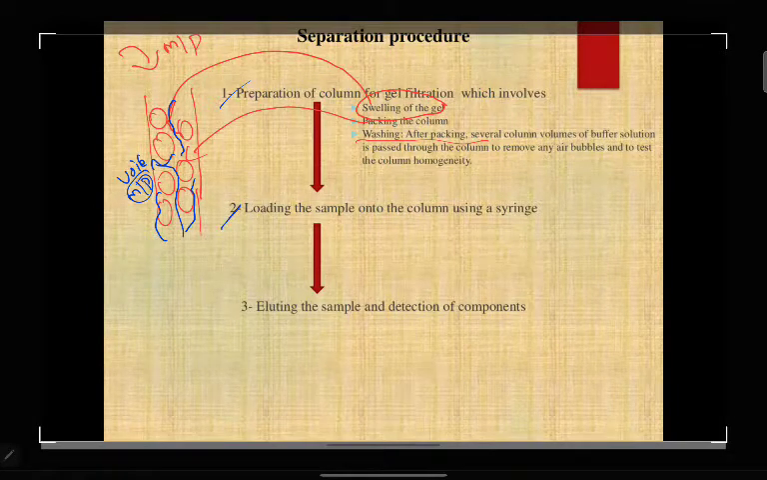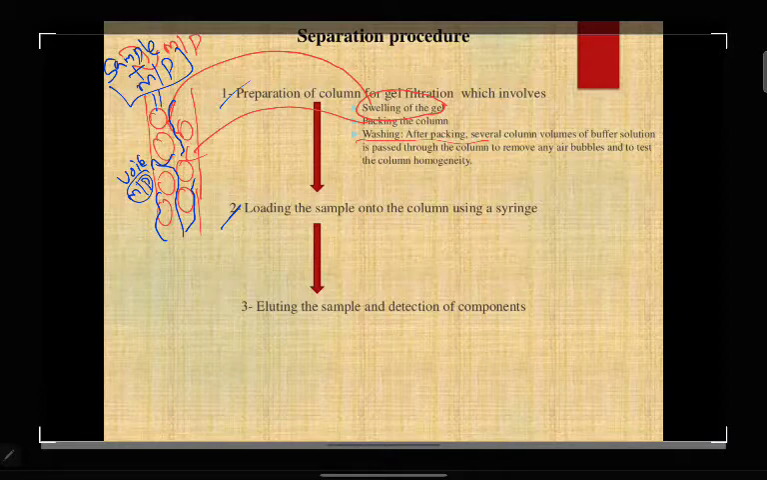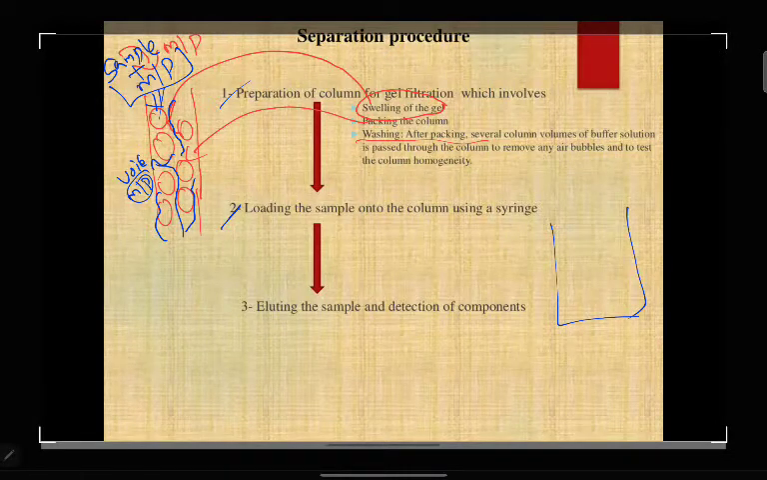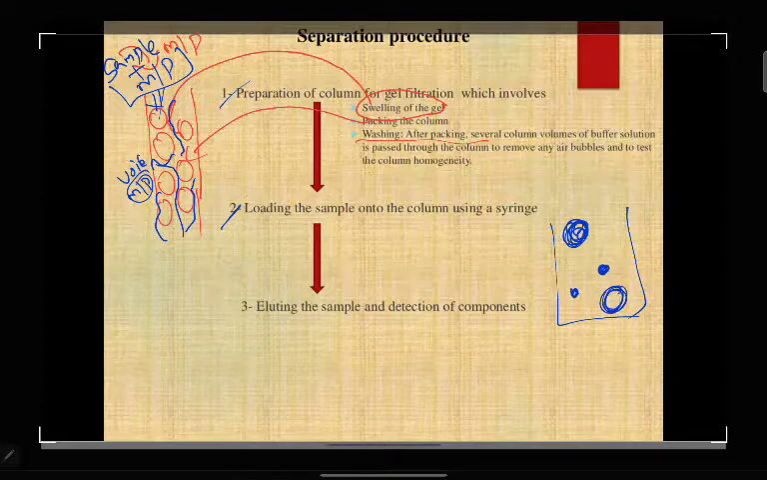Second one is load the sample. What I told? Sample you take, you should not add directly, you dissolve in mobile phase, then you add on the surface of your column. After adding the sample, what will happen? Your sample is having different types of particles, no? Big molecular size particles, small size particles. Like that your sample is having.